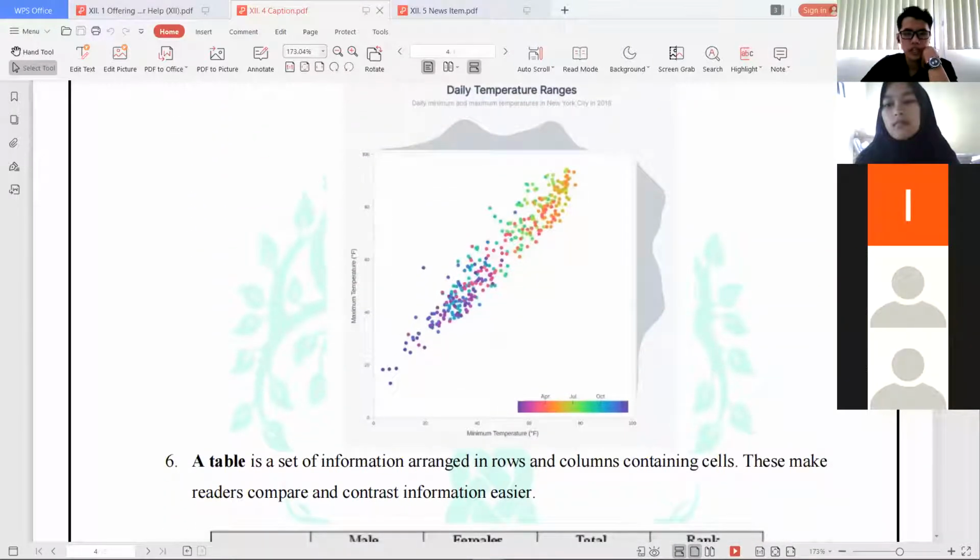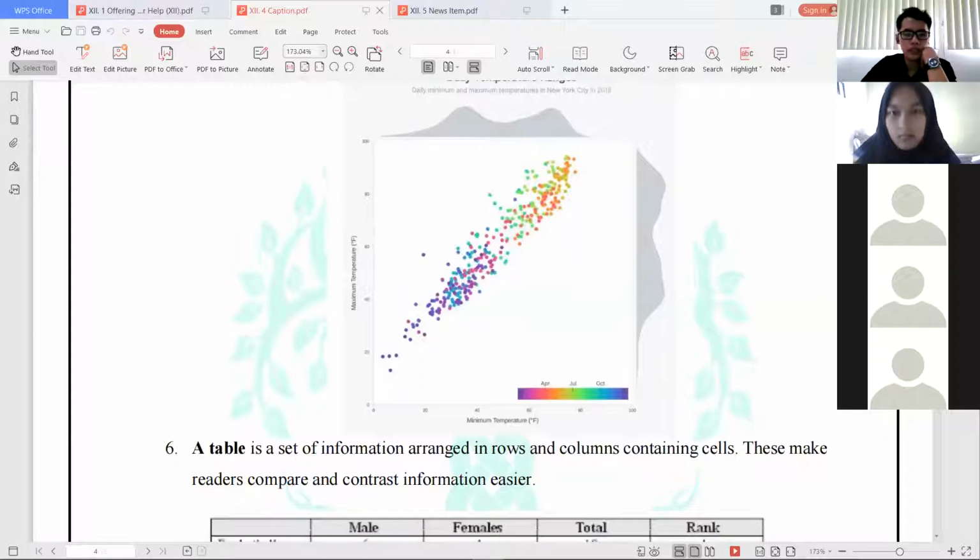Okay. It will be very confusing if you just see the picture. Daily temperature ranges, minimum temperature starting from 0 up until 100. And the color here represents April, July, and October. For example, April's color is reddish, so you find out that there are some red there. So minimum in April, there is some temperature there, the minimum temperature and the maximum one. And also you have to give explanation to the table.